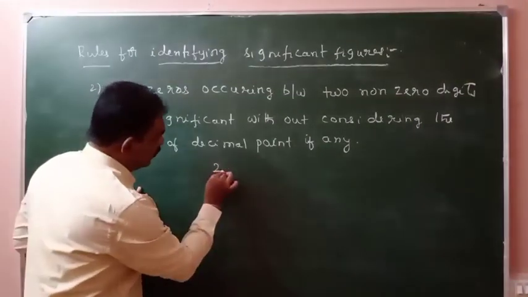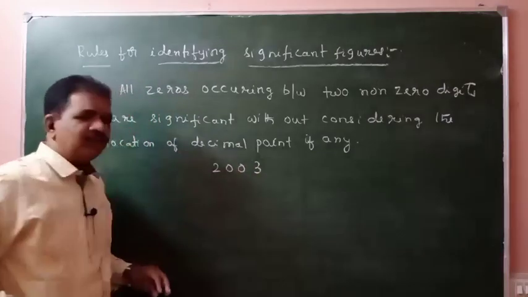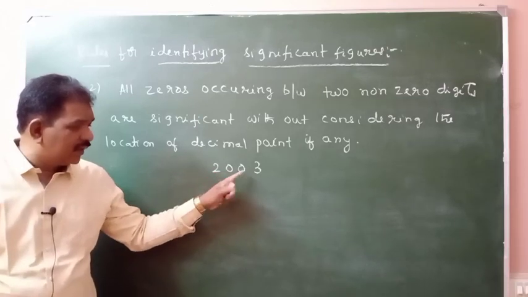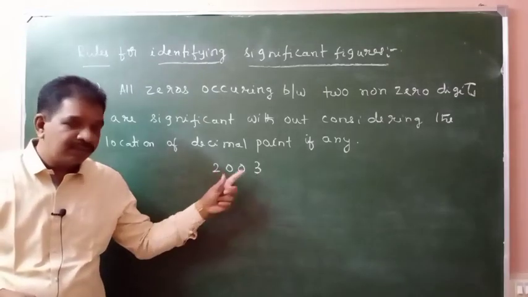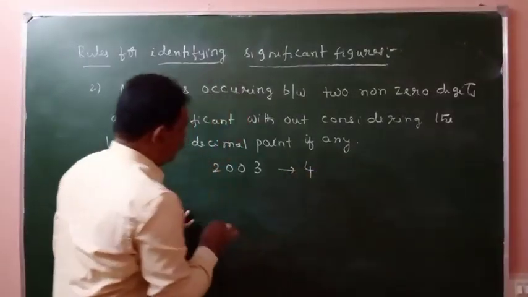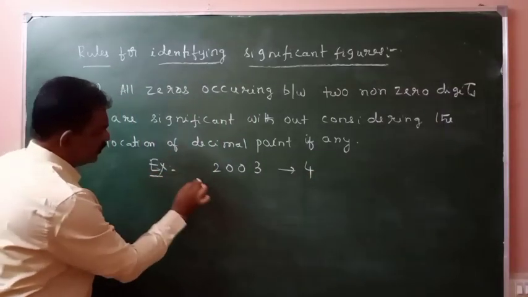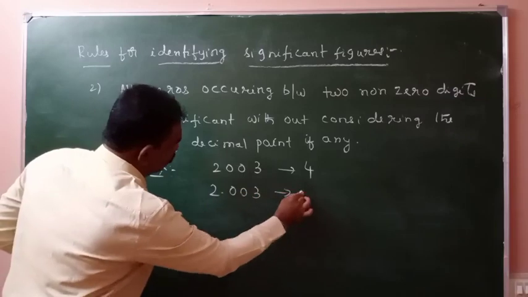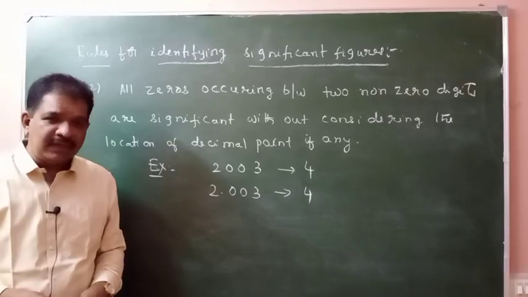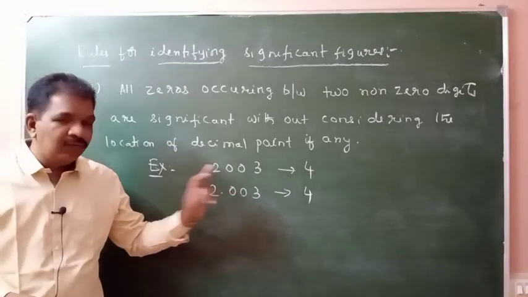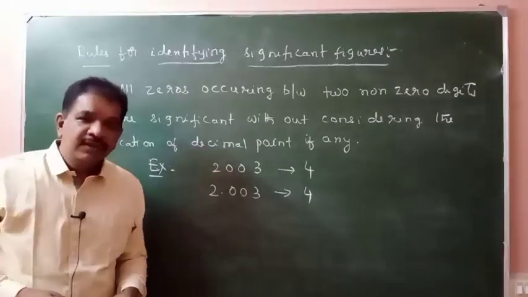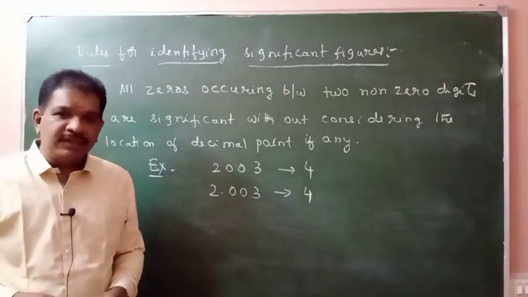For example, one number is 2003. These zeros are between two non-zero digits, so these zeros will also be significant. So it will have 4 significant figures. 2.003 will also have 4 significant figures. Is the point clear? Without considering the location of the decimal point, zeros in between two non-zero digits are significant.